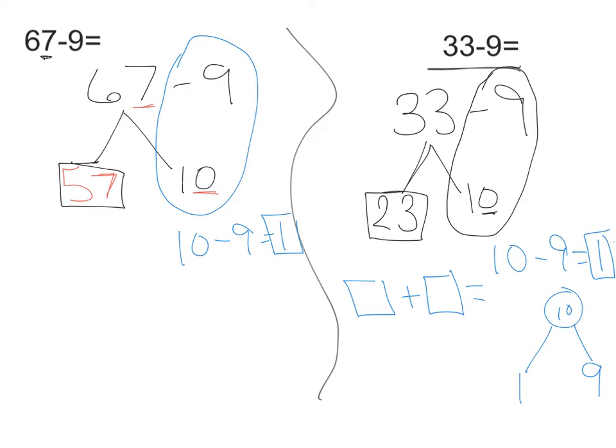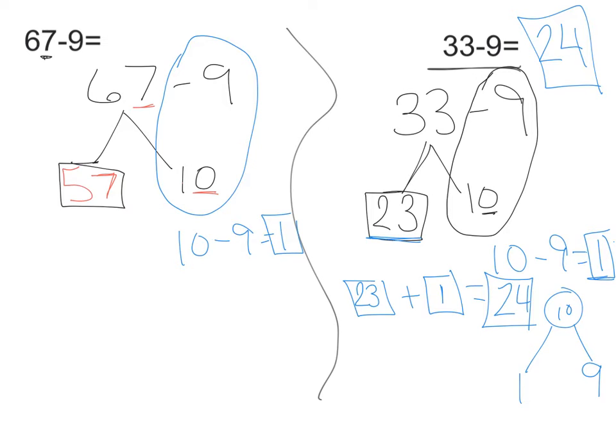Now, next step, I'm going to add together my boxed numbers. I have 23 from my box here and 1 from my box here. This problem looks like it's so much easier to solve. 23 plus 1 is 24. All of this work proves that 33 minus 9 is 24.